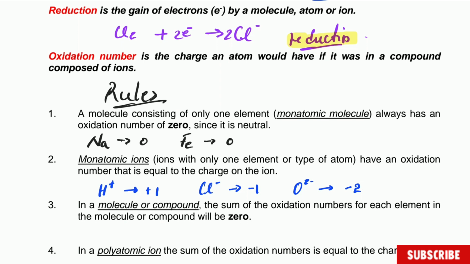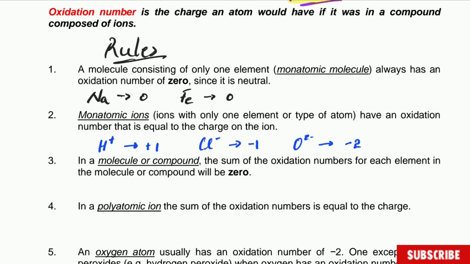Any monatomic ion will have an oxidation number equal to the charge of that specific ion. It's quite simple. This is a table of ions. I will post it also for you. And we're going to the third rule.